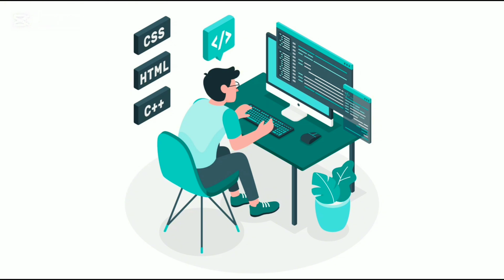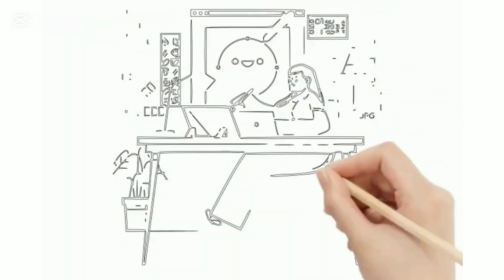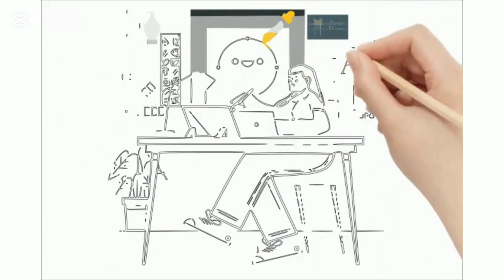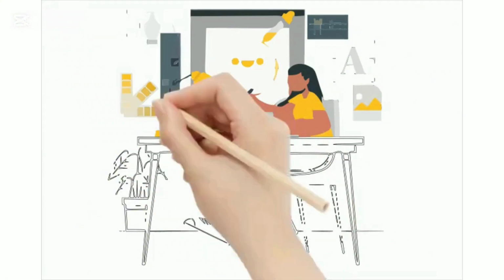Step 2. Create a channel. Click on your profile picture, top right corner, select Create a Channel, choose a channel name and profile picture. Click Create. Tip: pick a unique, easy to remember channel name related to your content.